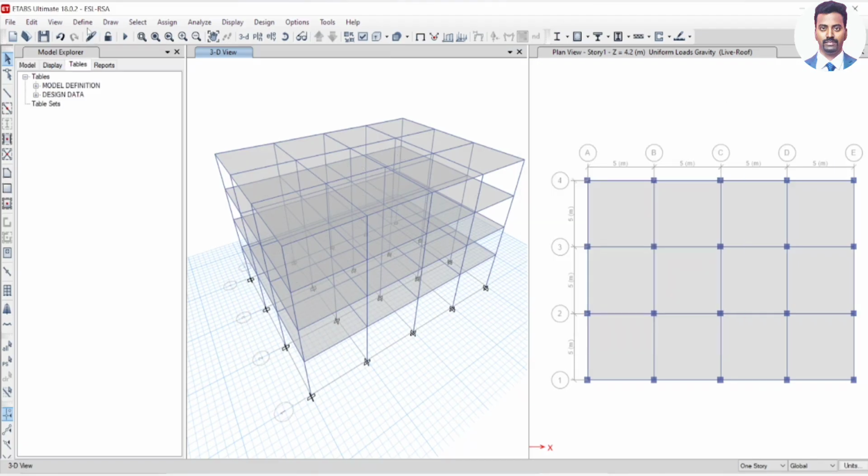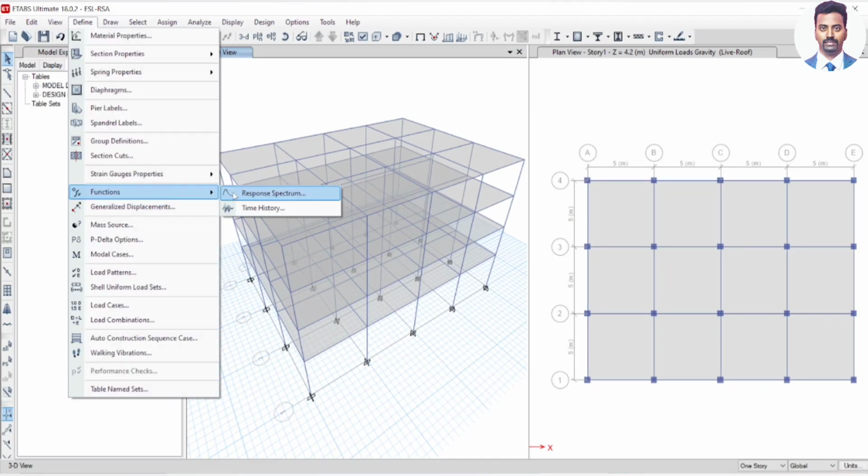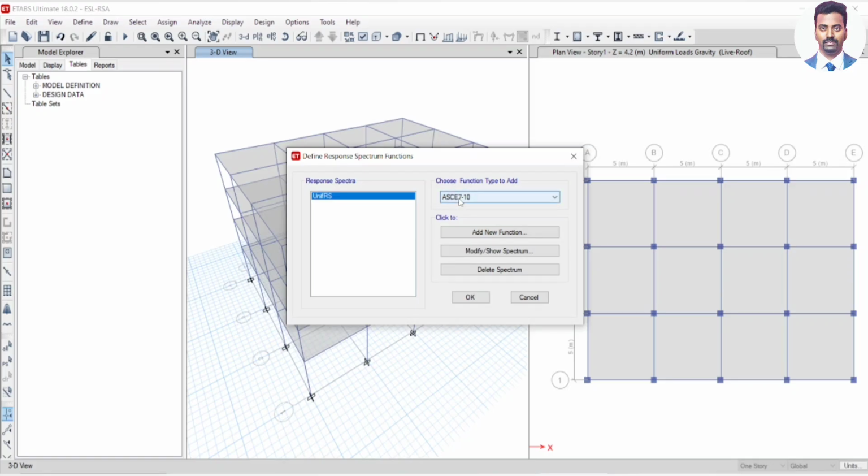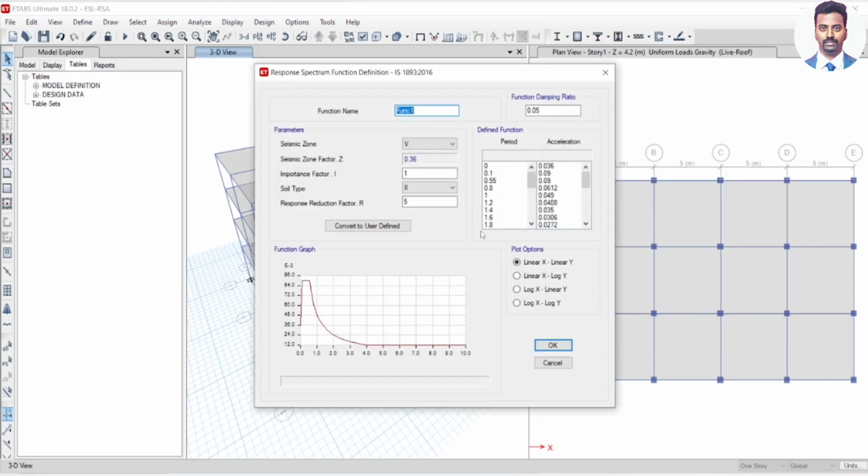Yes, we have to define the function, the response spectrum function. According to IS 1893-2016, we are providing the response spectrum analysis. Response spectrum analysis in X direction we are doing. And what is the case for equivalent static load? We have assigned the structural characteristics, and for response spectrum method we are providing the response spectrum function.